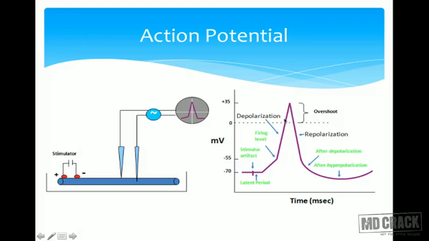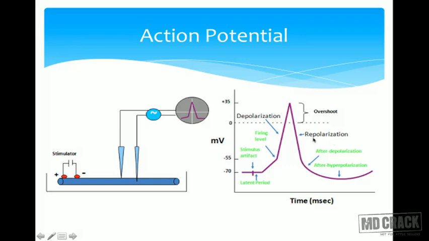But afterwards, this is the overshoot. We can call this part of the action potential the overshoot, because the membrane potential has crossed 0 millivolt. So this is the overshoot potential. What happens after the depolarization? Now the process of repolarization will begin. What will happen in repolarization? The membrane potential will again come back to its original level. So this process is called repolarization.